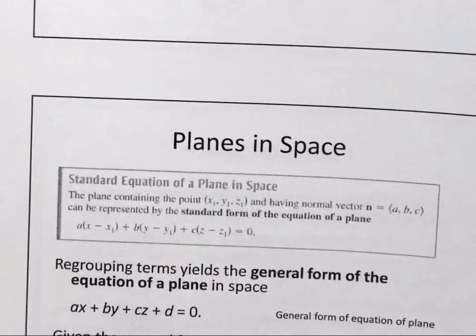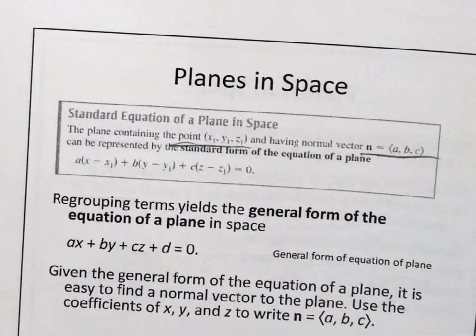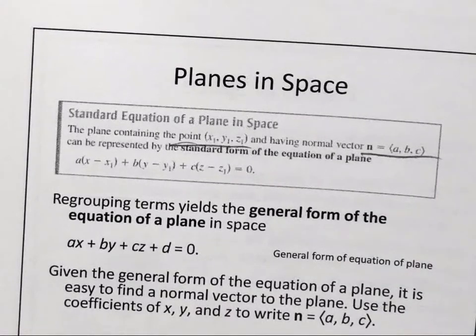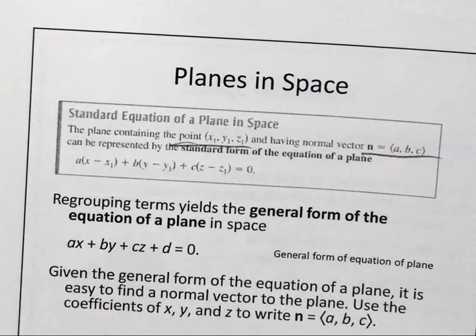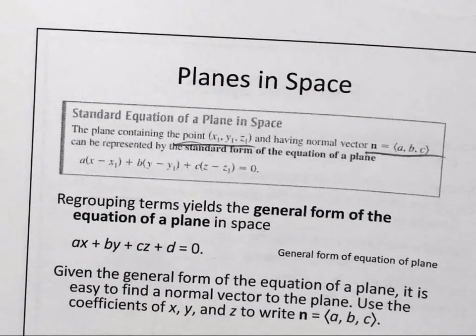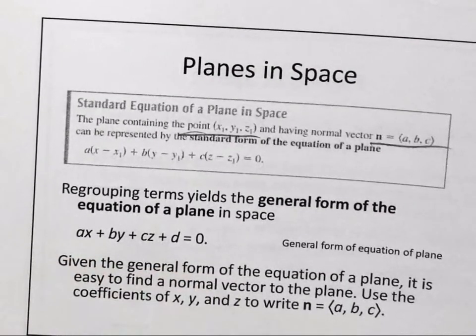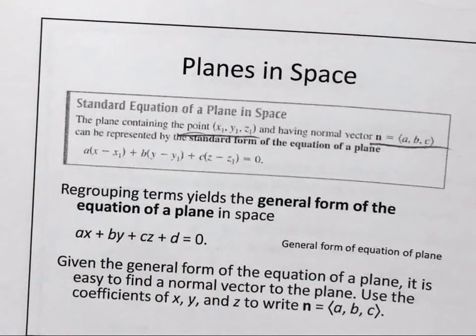Again, that's just some point x1, y1, z1, along with a vector that's normal to the plane, ABC. What you're multiplying by is the vector, kind of like slope. Same thing for the lines. Then you also have general form, which just means get rid of the parentheses. Standard form is kind of like point-slope form, and the general form is kind of like slope-intercept form, except the D isn't quite as clear as what the y-intercept is.